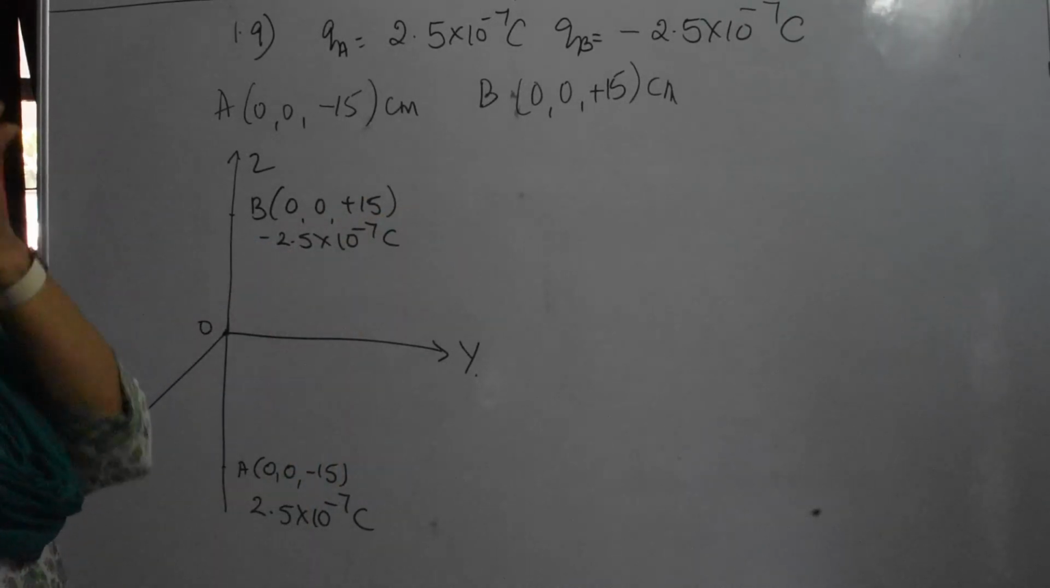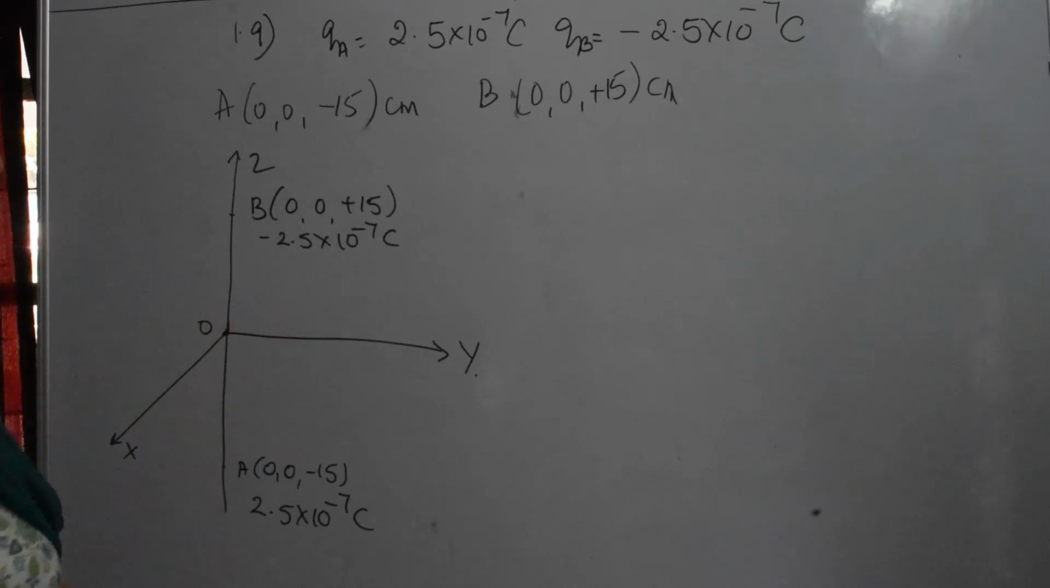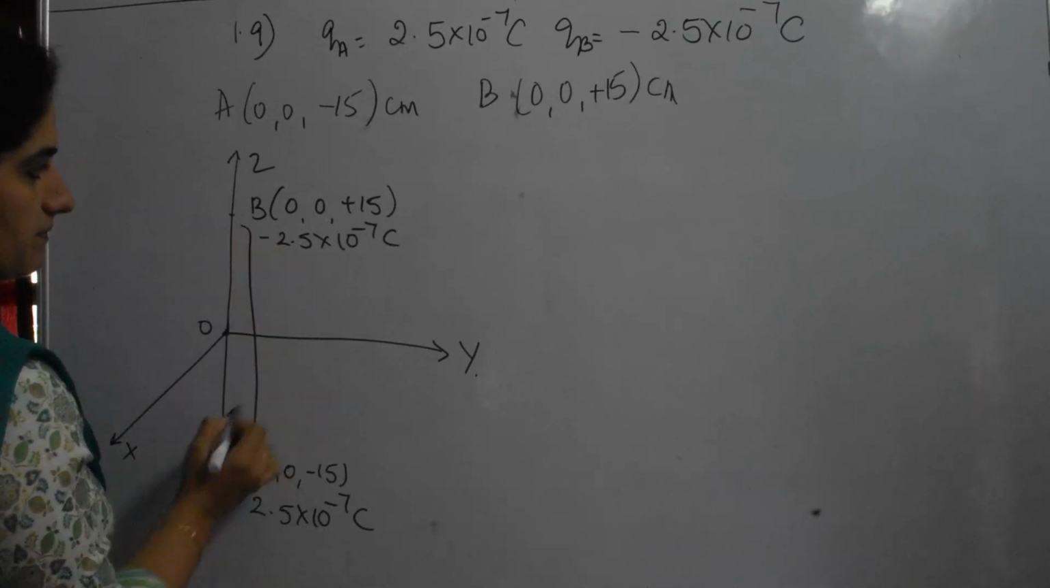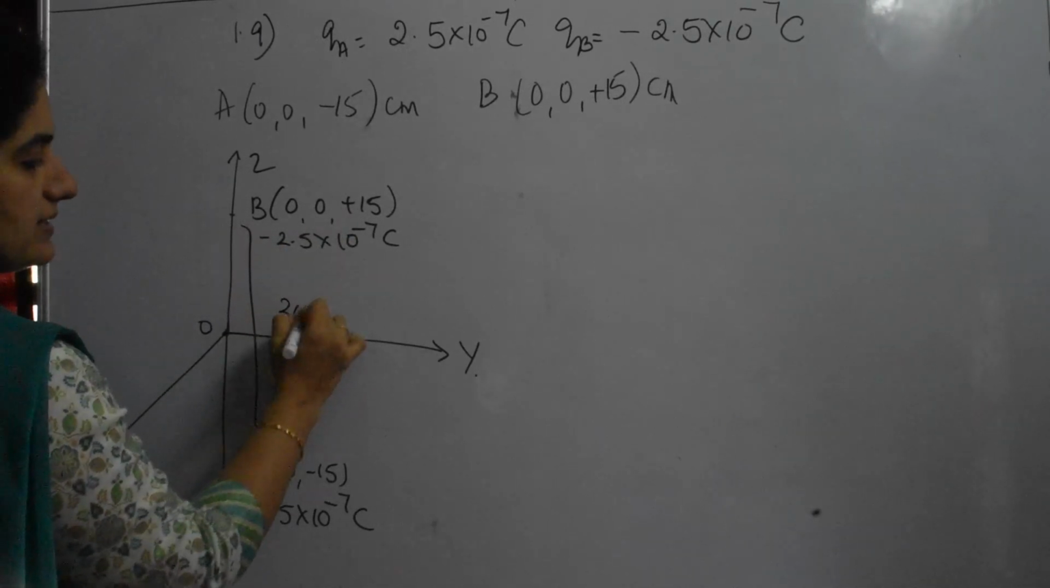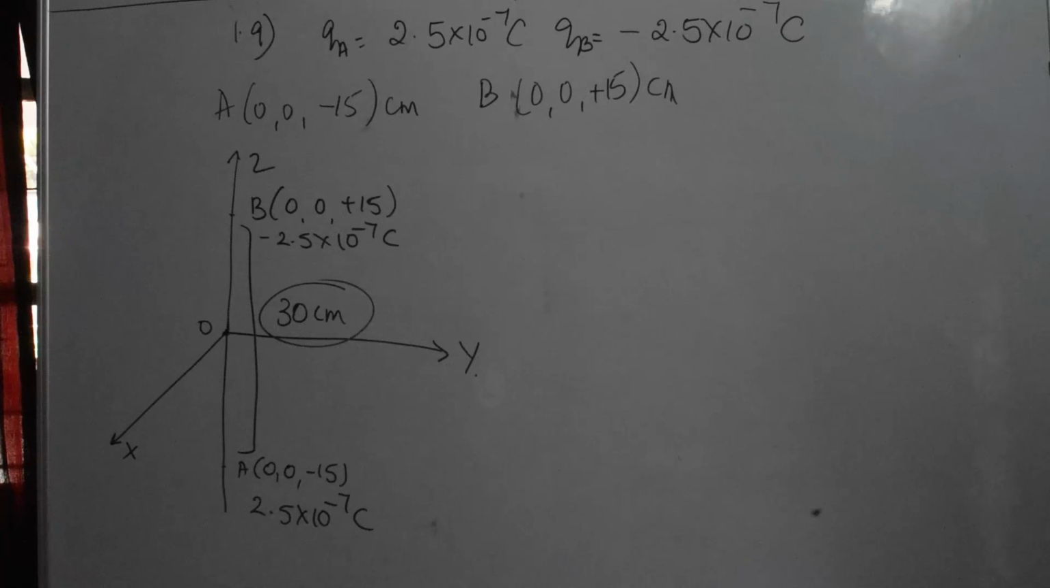So you have to calculate the total charge at the center. What is the total charge at the center? Now what will be the distance between 15 and 15? So the total distance will be 30 centimeter. Total distance is 30 centimeter. You have to calculate the total charge and the dipole moment.